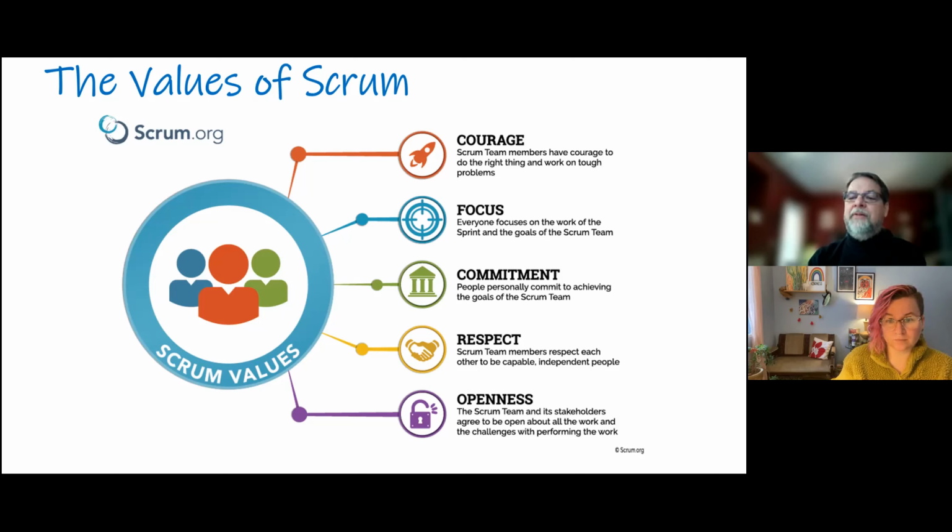Focus. We already talked about how important focus is, but that you are committed to your focus for at least a period of time to be able to extract the data that you need to determine whether what you're doing is leading you in the right direction.